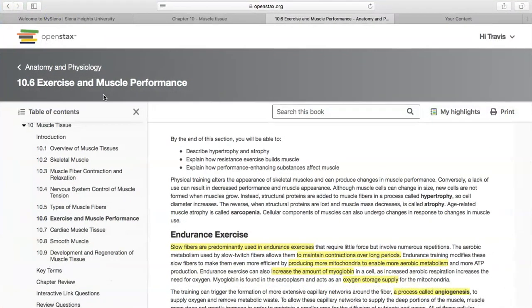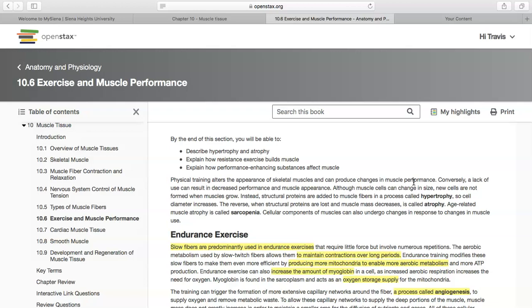This is going to be a real quick video covering section 10.6 on exercise and muscle performance. So I think it's pretty interesting, and I just wanted to go over it with you so you know what's going on. So the first thing I want to talk about are just three terms.